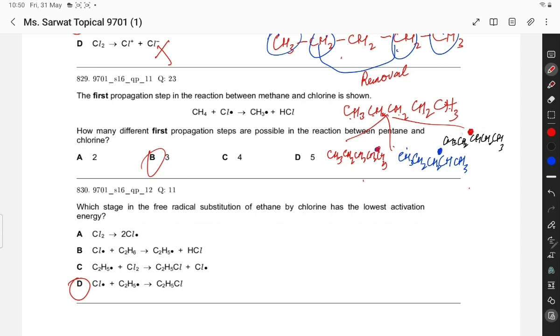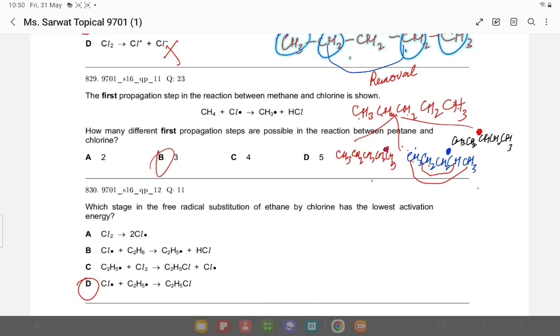So these are 3 possible propagation steps in pentane, because if we remove this, it is similar to this methyl group, and this is similar to this. So that's why only 3 possibilities are there. So that's why 3 different first propagation steps are possible in the reaction between pentane and chlorine.